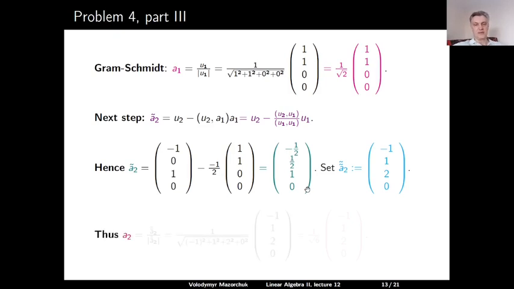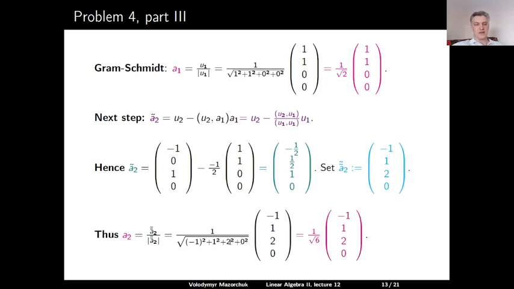And then we normalize this vector. The vector a2 is the vector 2 a2 tilde divided by its length. So it's the vector (-1, 1, 2, 0) times 1 divided by the square root of (-1) squared plus 1 squared plus 2 squared plus 0 squared. So it's the square root of 6. The answer is that a2 is 1 divided by the root of 6 times (-1, 1, 2, 0).